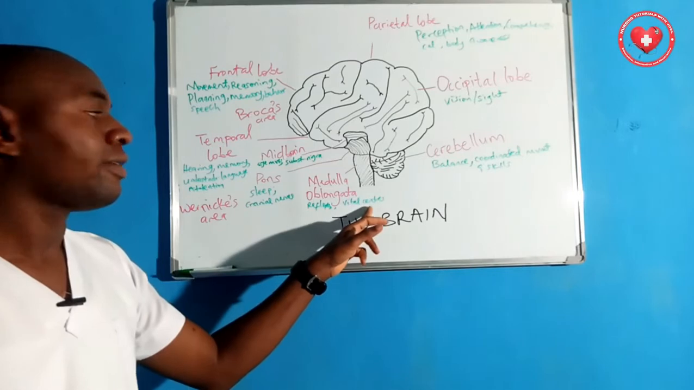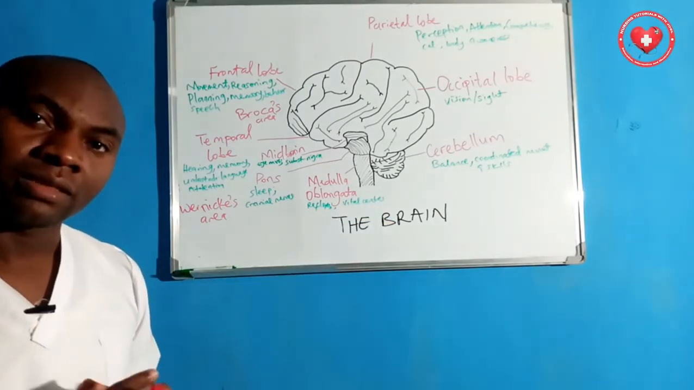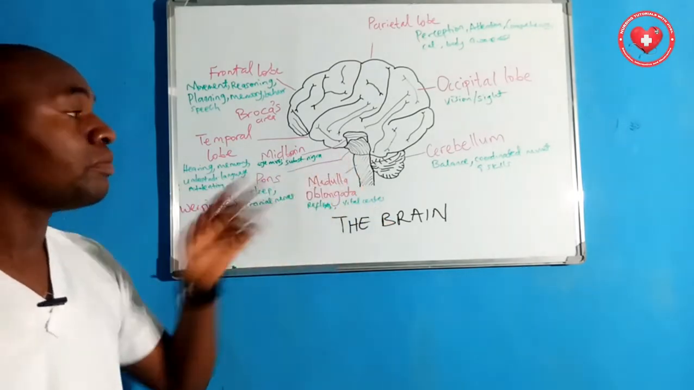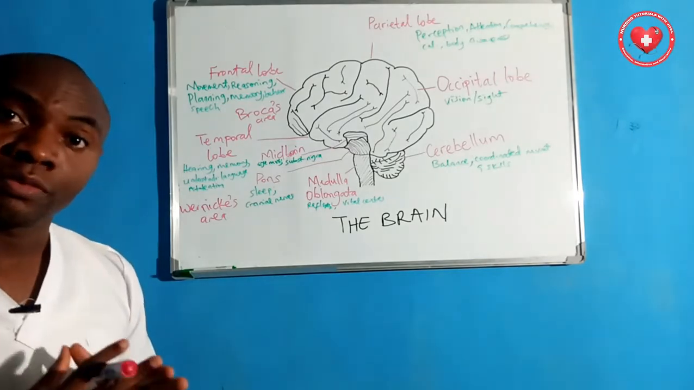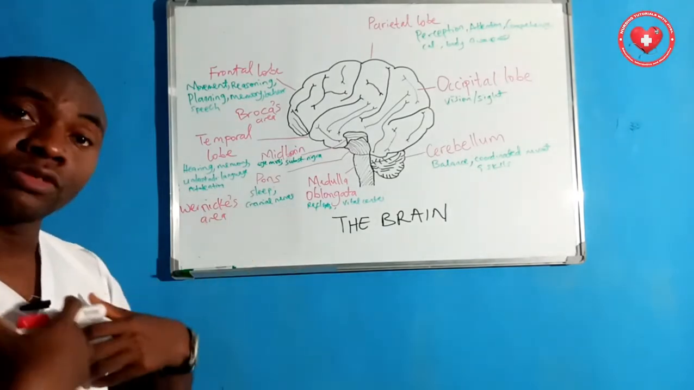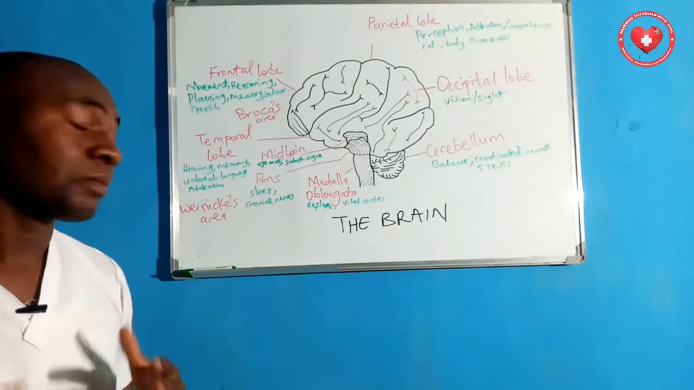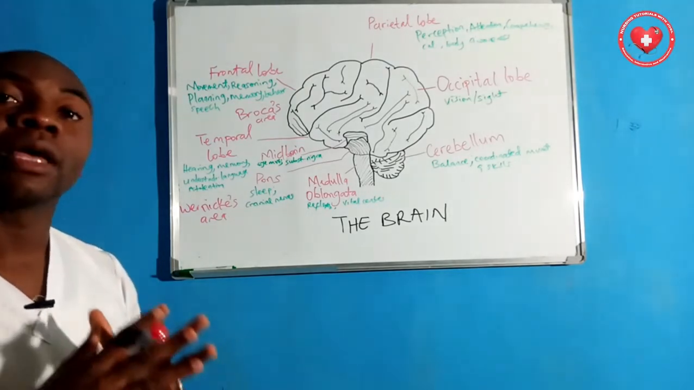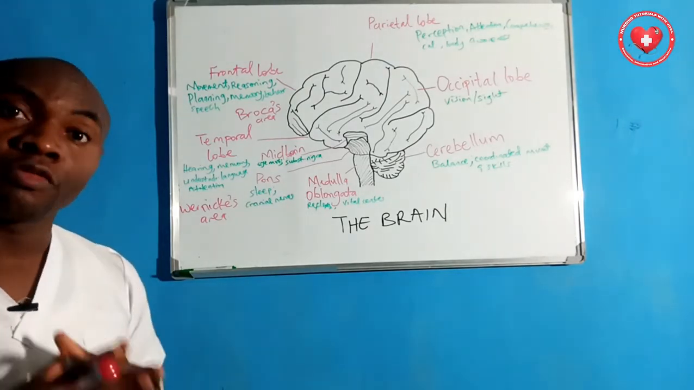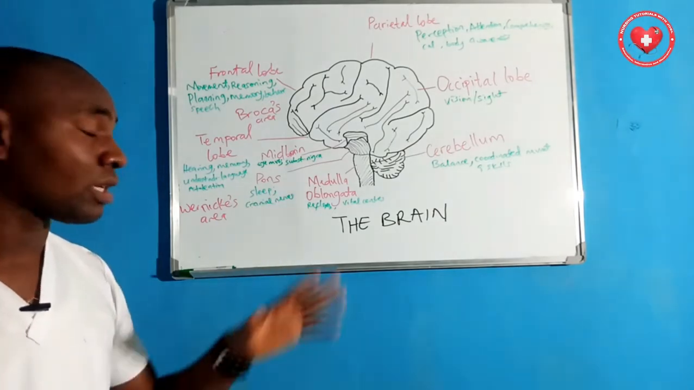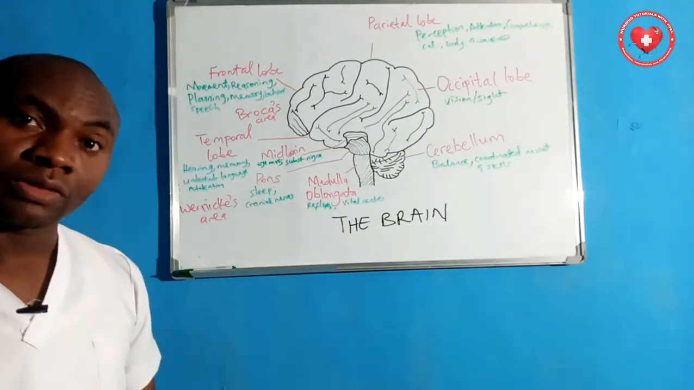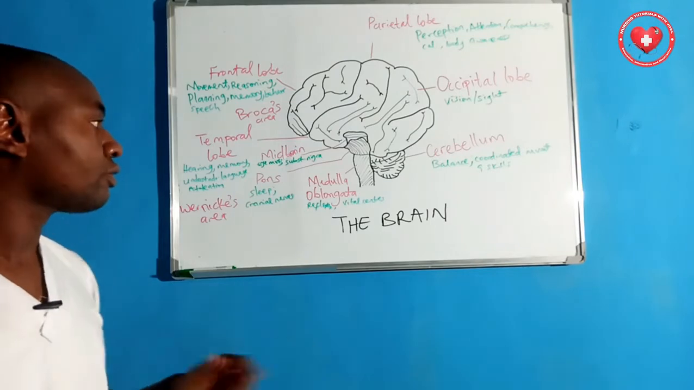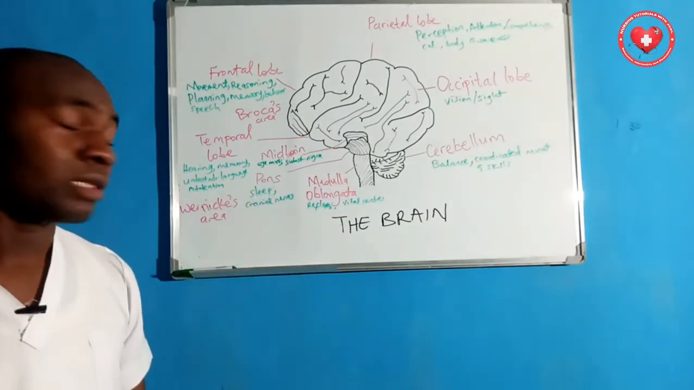And secondly, it contains vital centers in the body. For example, the medulla oblongata controls breathing. It also controls heart movement, that is cardiovascular, and also it helps in control of BP by certain receptors which are located at the medulla oblongata. So our blood pressure is controlled in the medulla oblongata.